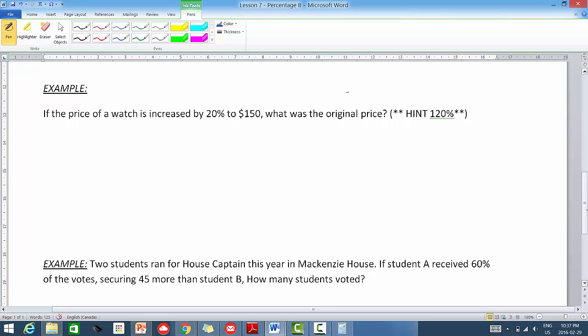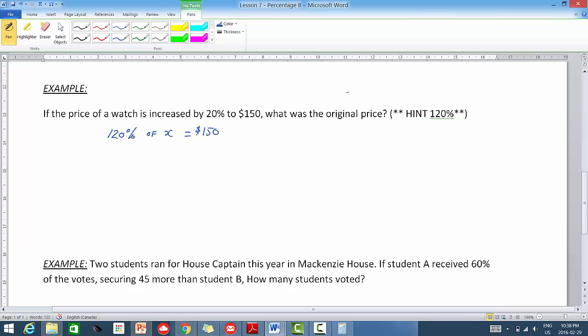Next one, if the price of a watch is increased by 20% to $150, what was the original price? So just like the last page that we were on, let's do it the little bit quicker way. So 120%. You're taking the 100% of your original, which is, for example, say the original was $100. You'd be taking $100 plus another 20% of it. Okay, that's what this represents. But since we don't know what that original price was, we're going to put X. But we know if we take 120% of X, so that's a little bit more than X, we're going to get $150.